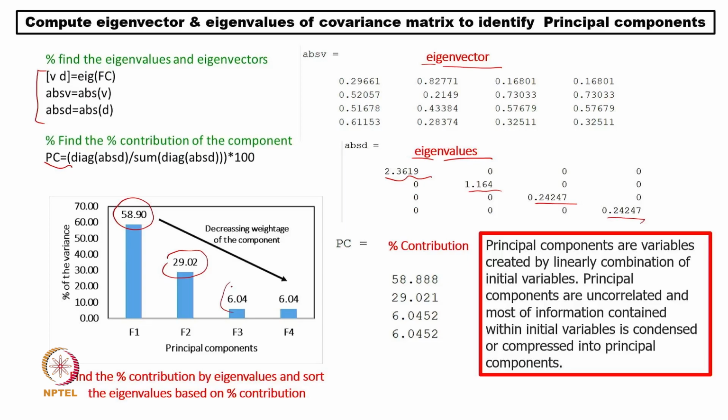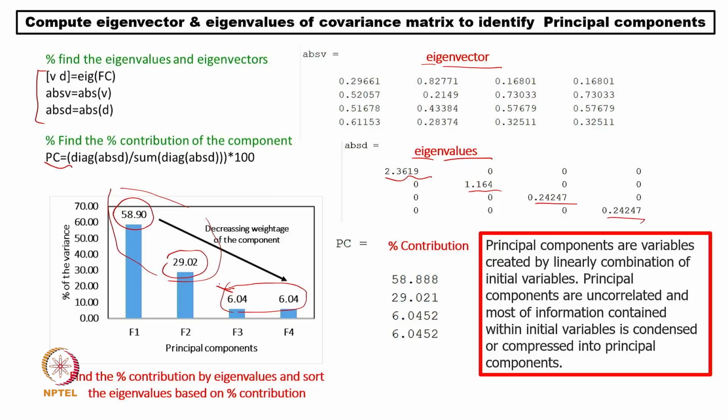However, the third and fourth have almost the same contribution. That means if I reject this 12% contribution, which comes from F3 and F4, I can still get a good 88% of the results if I go ahead with only F1 and F2.